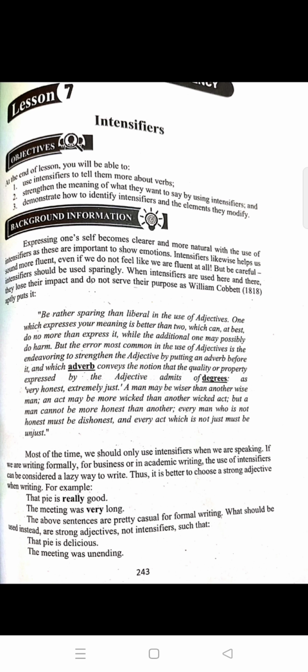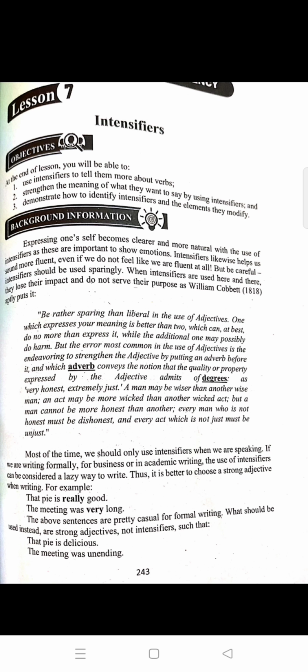So parang gumagamit lang siya ng adjective with the degree. But most of the time, we should only use intensifiers when we are speaking. If we are writing formally for business or in academic writing, the use of intensifiers can be considered a lazy way to write. So, intensifiers are ginagamit lang when you are talking para to give emphasis. Kaya nga intensity, magbigay ng emphasis sa yung sinasabi. That pie is really good.